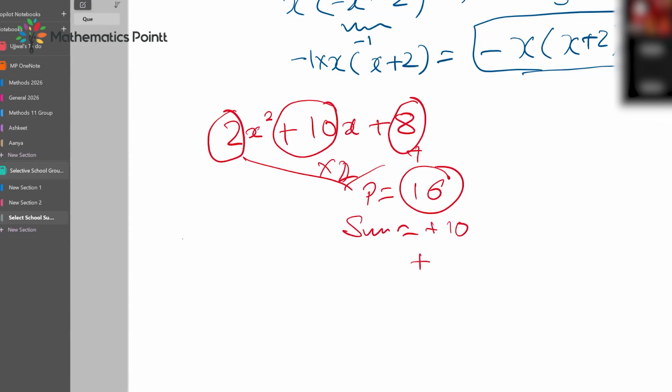Good job, Arav. First, don't give me 8 and 2. Give me positive 8 and positive 2. No, Shaban, 8 and 2, not 8 and 3. 8 plus 3 is 11.